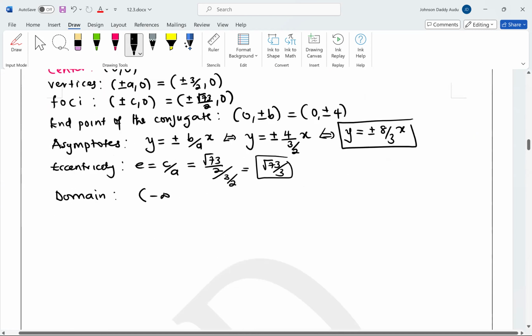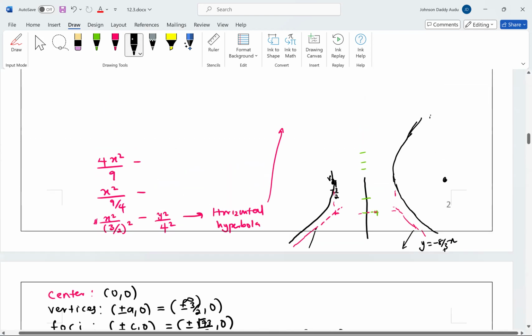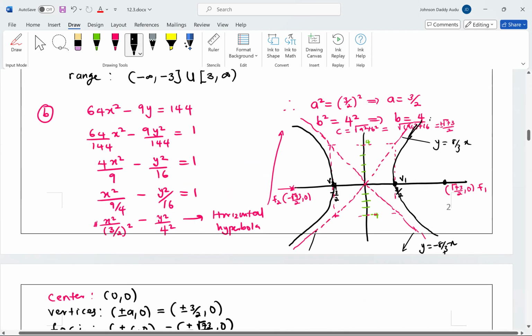So you have minus infinity to minus 3 over 2, then union 3 over 2 to infinity. And the range is the one that is going to be from minus infinity to infinity. So let's go to the graph again. As you can see, what is the range? The range is the values of y. So these values will continue because you remember this will keep going. Right, this is going here, this will keep going, this will keep going. So vertically, y will continue, right?